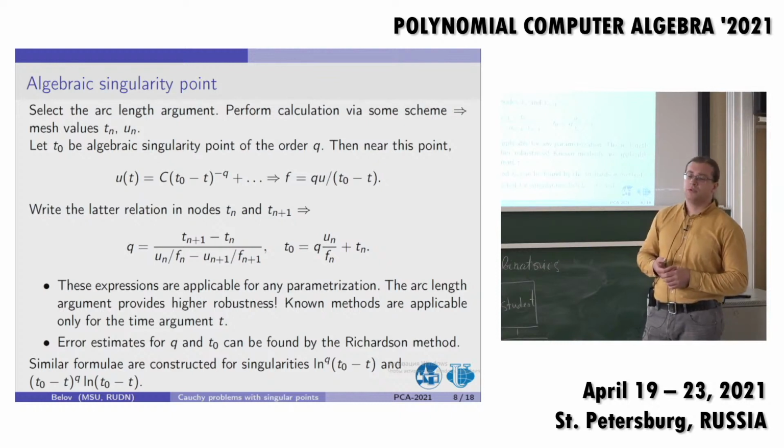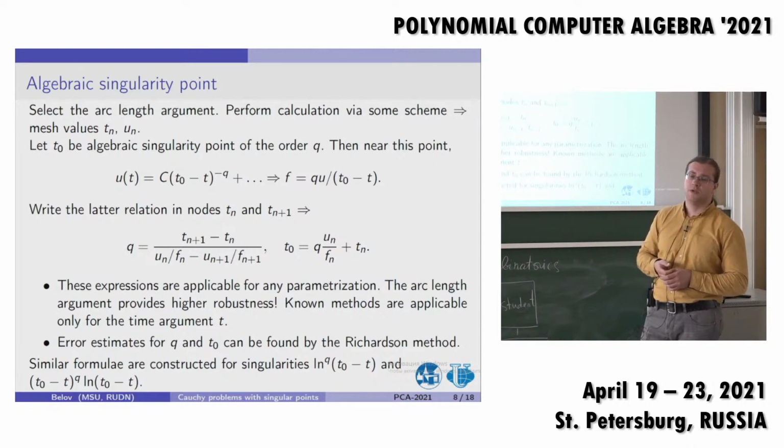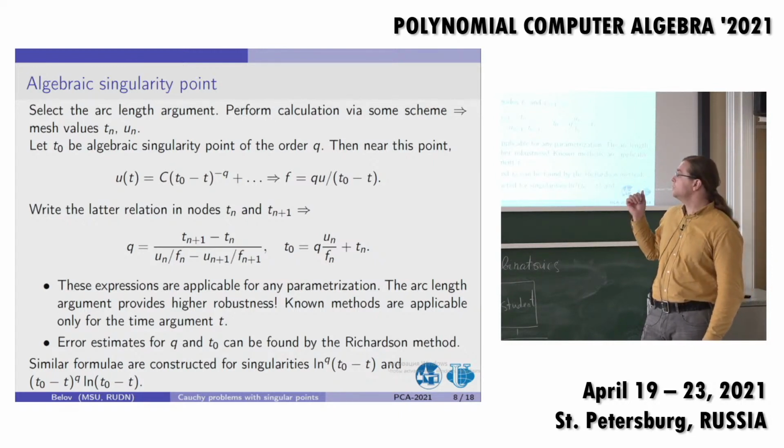Suppose the moment T0 is the algebraic singularity point. Then, in the vicinity of T0, the solution can be presented as a Puiseux series. We consider the first term in the series, differentiate it, and obtain a simple relation between the right-hand side f, the solution U, and the singularity parameters Q and T0. We write the latter relation in two adjacent nodes, number n and number n plus 1. And using these notations, we derive a simple formula for Q and T0.